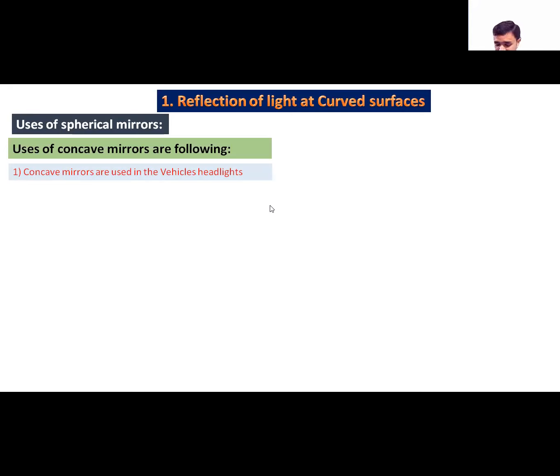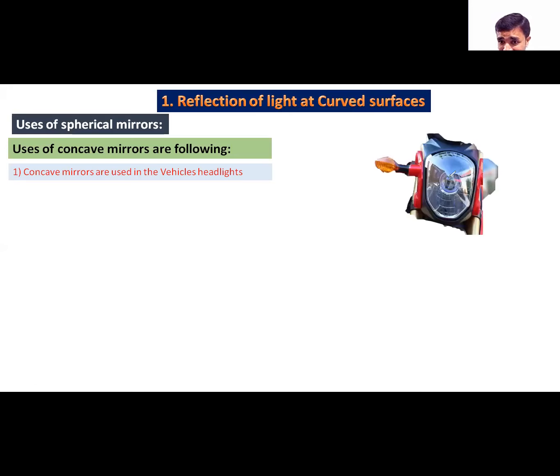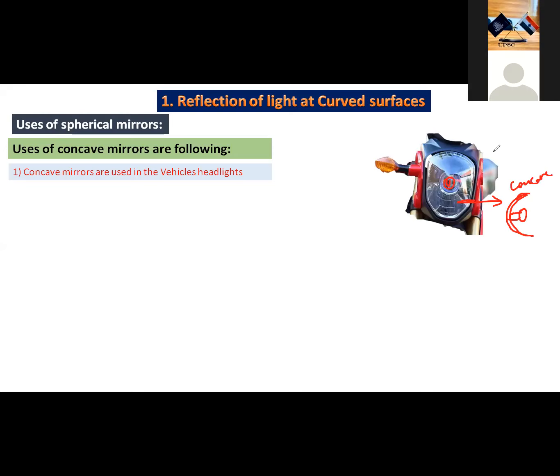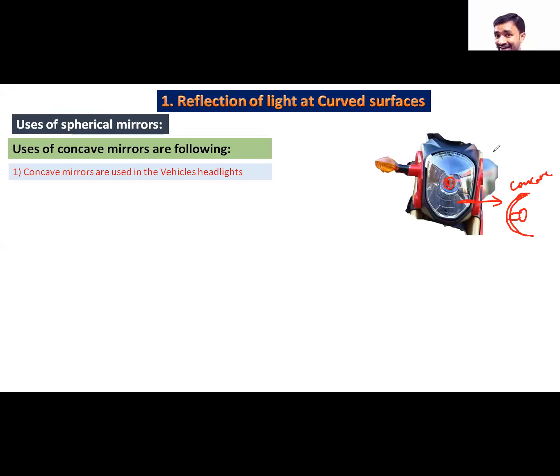Do you find vehicle headlights, concave mirror, where it is available? So look at here. I'm showing you the headlight. Behind the bulb, you have one surface like this, right? So this is what concave mirror. Do you see in your bike's headlights? Anyone? Respond. Okay, so just observe your bike headlights. You will find this one, right? So this is concave mirror.